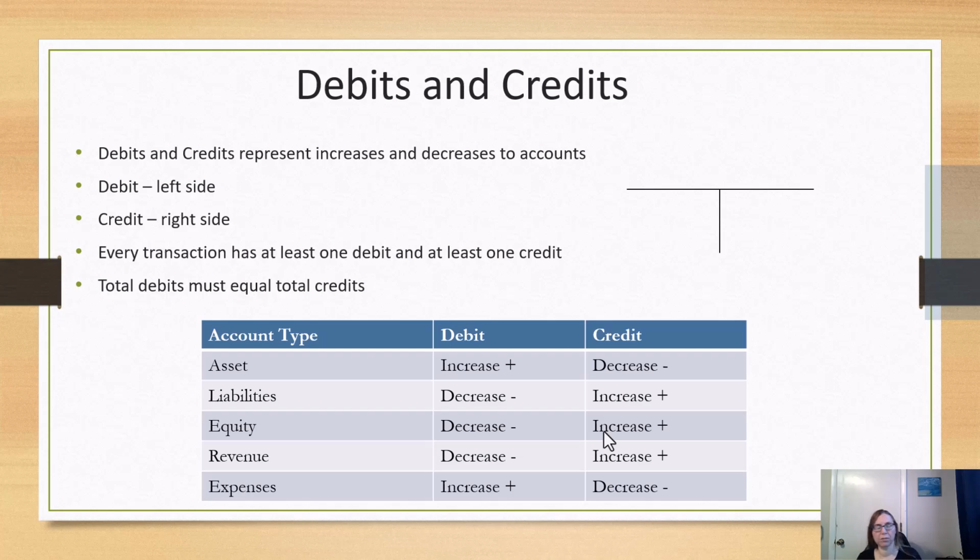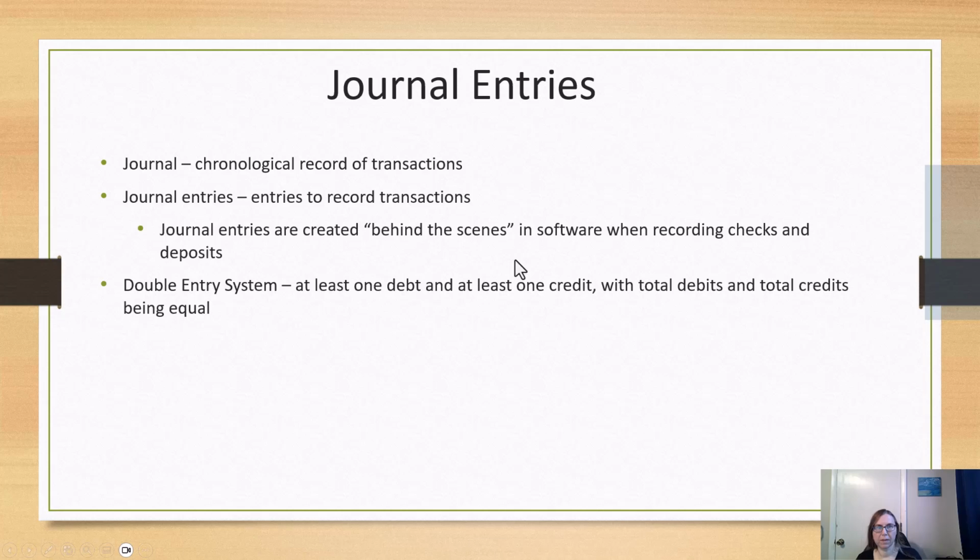If you own your own business or you're in accounting, you probably already know these rules. But if you own your own business, you should at least have some baseline knowledge if you're going to be doing your own accounting. And then journal entries are going to be what we're going to do today.